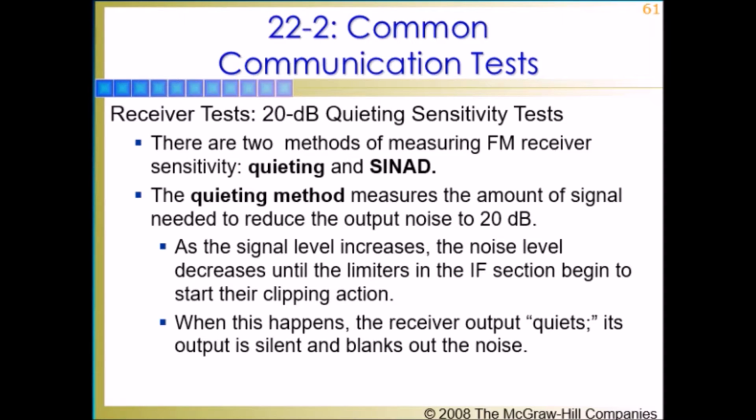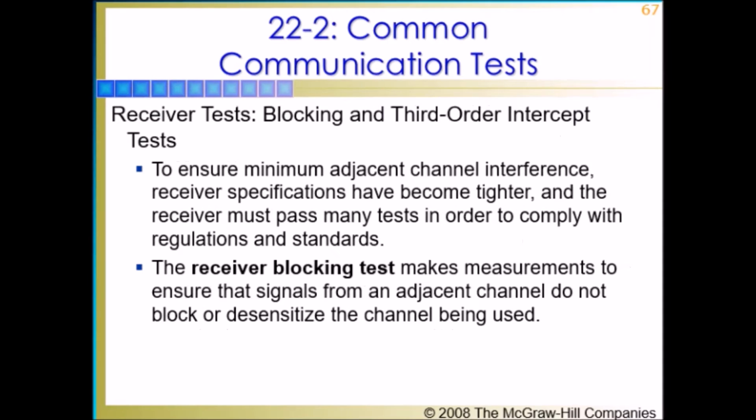The SINAD test is a measure of the input signal voltage that will produce at least a 20 dB signal-to-noise ratio. The noise value includes any harmonics that are produced by the receiver circuits because of distortion. The test setup for receiver sensitivity measurement is shown in the figure. It consists of an RF signal generator, an RF voltmeter, a frequency counter, the receiver to be tested, and a voltmeter to measure the output across the speaker dummy load.